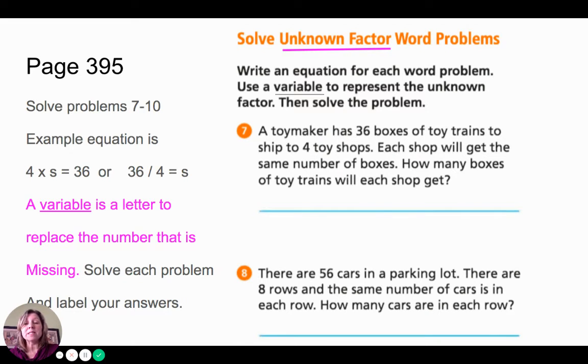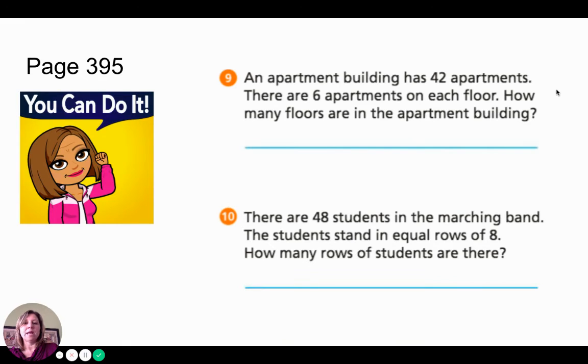Remember, a variable is a letter to replace the number that's missing. Okay, you're going to solve each of these problems and label your answers too. Make sure you have an equation and the problem solved. There's problem 7, 8, 9, and 10. Okay, you can do this, third graders. Pause the video now so you can work on this.